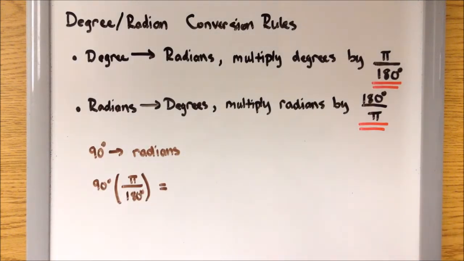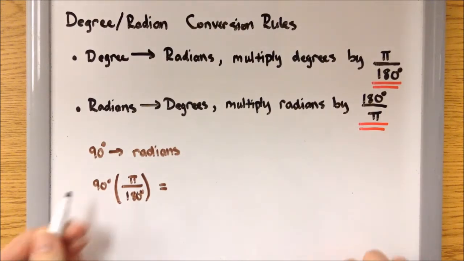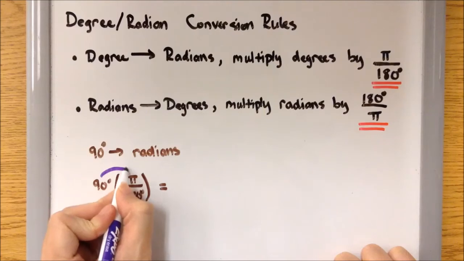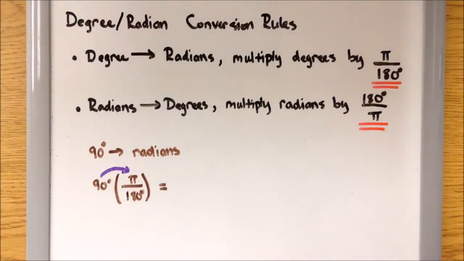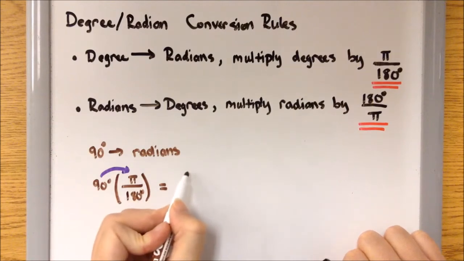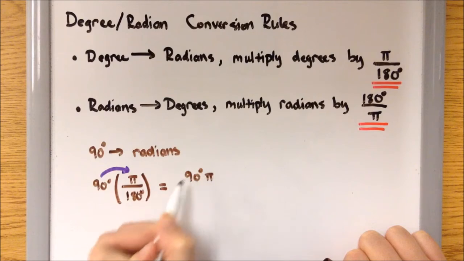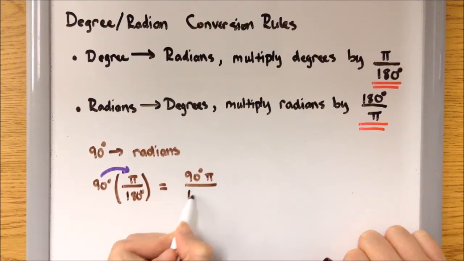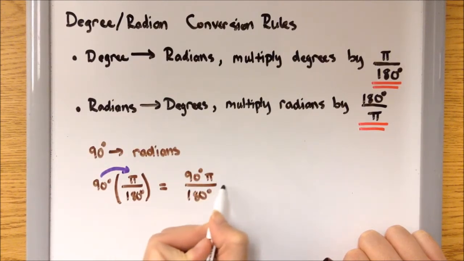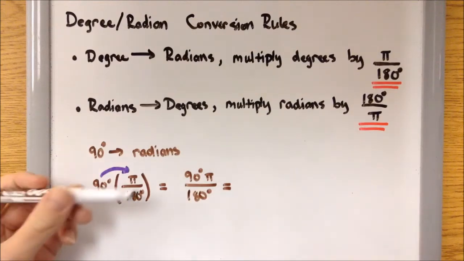Just like when you're multiplying a whole number to a fraction, all you gotta do is multiply the whole number to the numerator. That's all you gotta do to make it simple. So what's it gonna look like? On the numerator, it's gonna be 90 degrees pi over 180 degrees. Now, you can simplify the numbers.